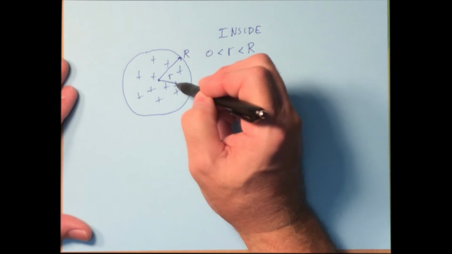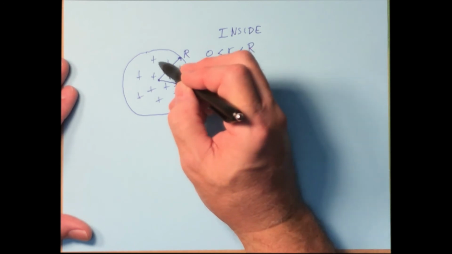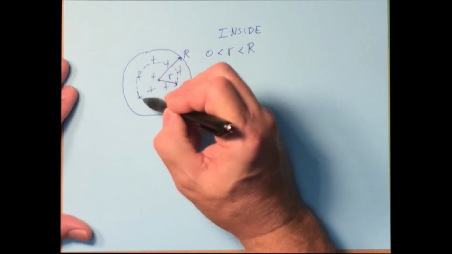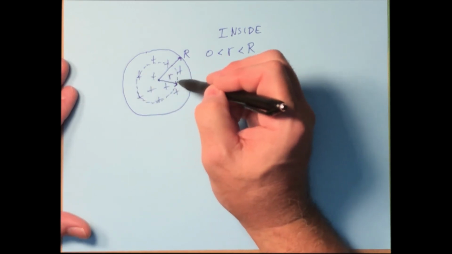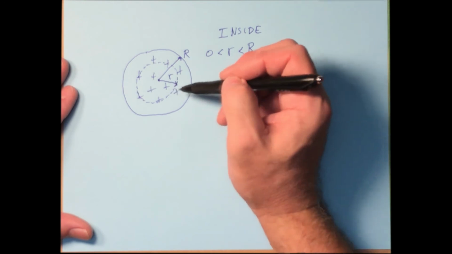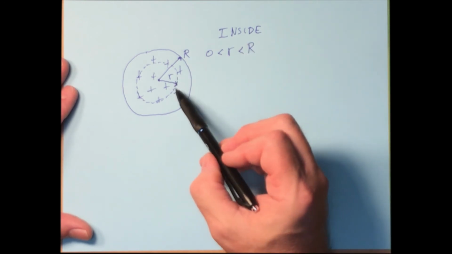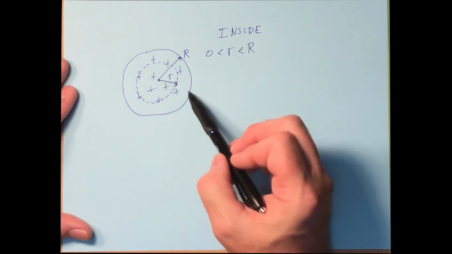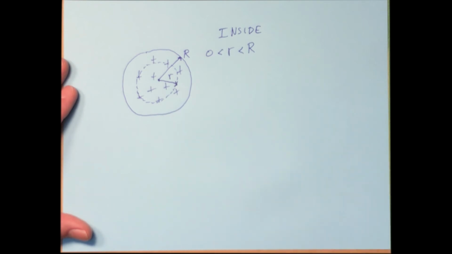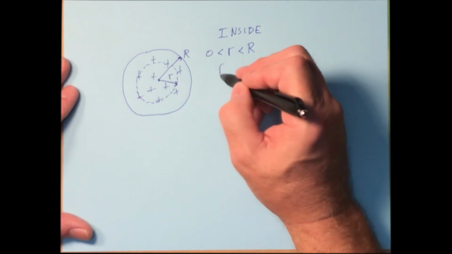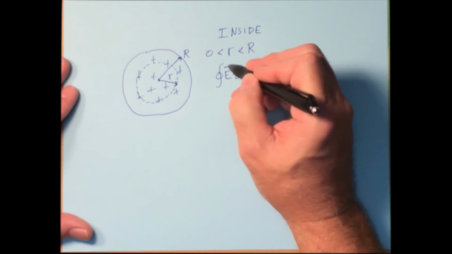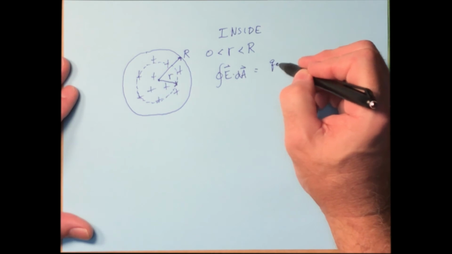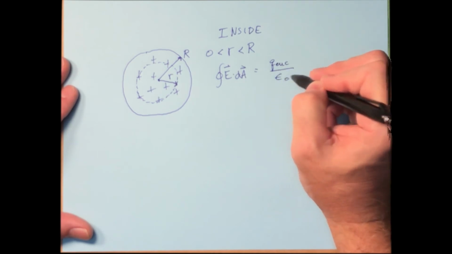We'll call that r. Let's draw our Gaussian surface at that position there. Put the edge of our Gaussian surface right there at that distance little r, which could be any value between 0 and big R. That's just where I put it. And now let's apply Gauss's law. Closed integral E dot dA is equal to Q enclosed over epsilon naught.